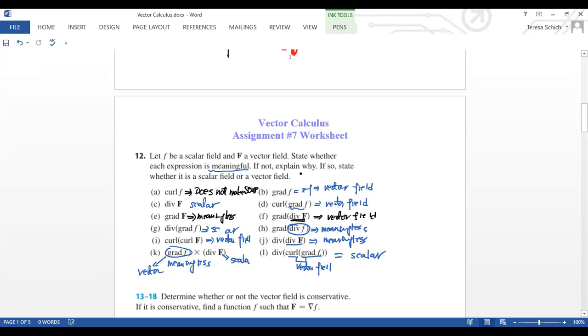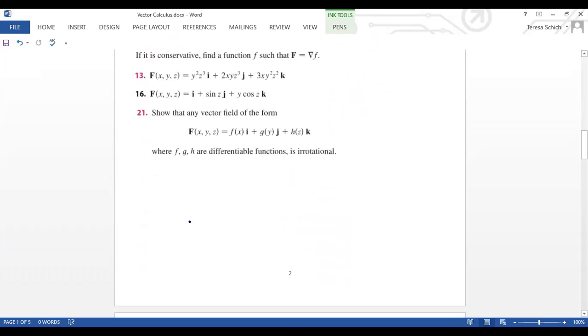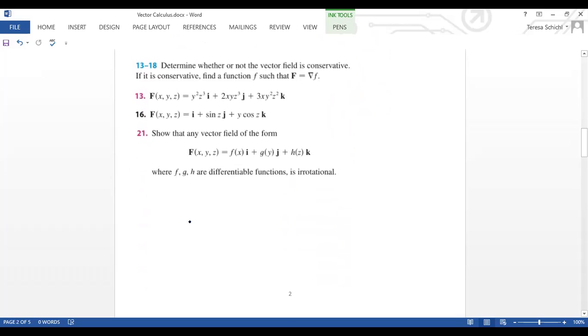So if you can understand all these problems here, I think you have a pretty good understanding of the definition of all these different symbols. Okay, let's take a look at one more. In here, let's say, show any vector field of the form with differentiable functions is irrotational. What does that mean here? That means you want to show this is a curl.